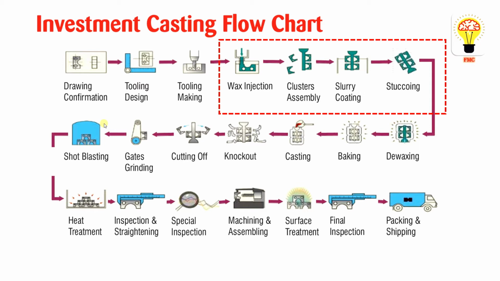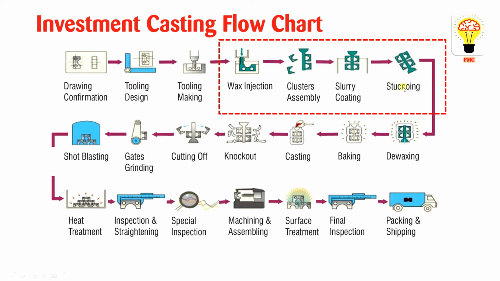First we use the wax, and it should be injected into the predefined pattern. Then we put the small parts into an assembly, so that it looks like this. Then we give some slurry coating. Slurry coating is nothing but making ceramic powders into one small coat over it.